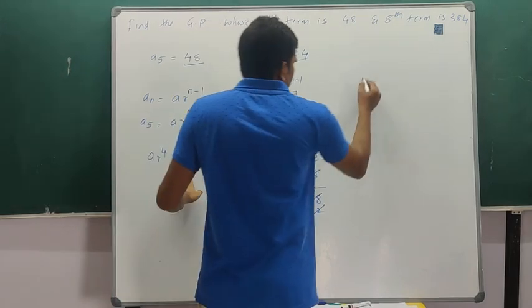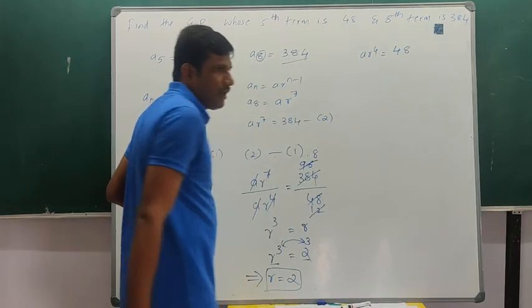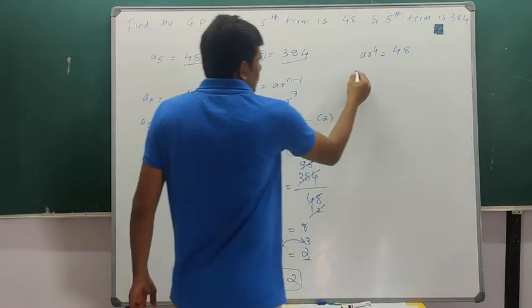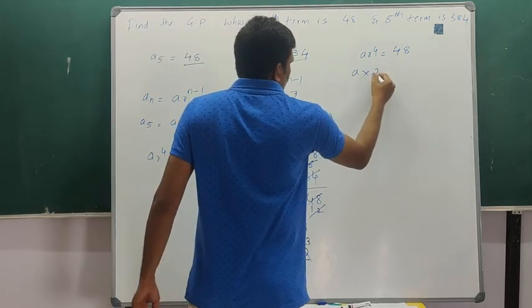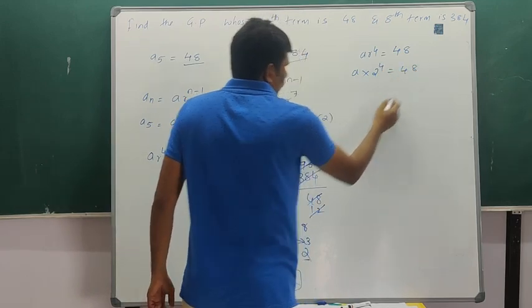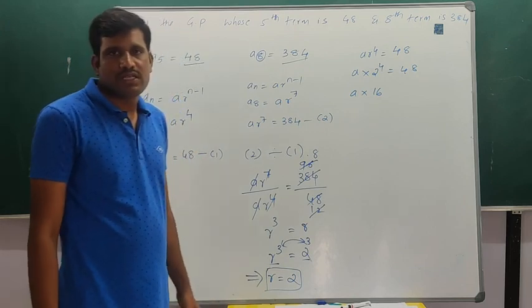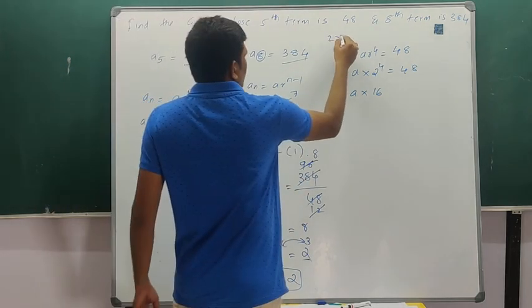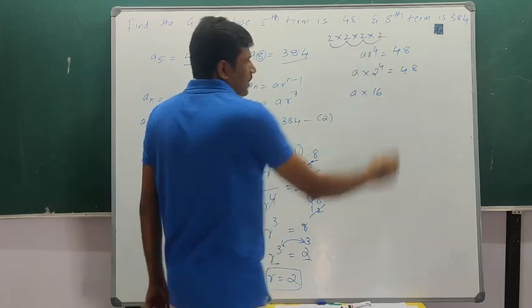I will substitute here. So that is AR power 4 is equal to how much? 48. Substitute the value of R. So that is A into R, what is the R value? R value is 2. That is, A into 2 power 4 is equal to 48. What is 2 power 4? 2 power 4 is 16. So that is 2 into 2 into 2 into 2. 2 2s are 4, 4 2s are 8, 8 2s are 16.